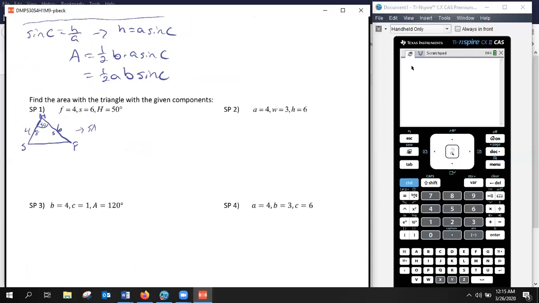So what does that tell me? This is our side angle side triangle. So our area formula is going to be 1/2 two sides that we know multiplied, and then times the sine of that 50 degrees. Let's go ahead and throw that into the calculator. We have 1/2 times 4 times 6. Probably could have done this one in my head, but that's okay. Times the sine, go to our trig, sine of 50 degrees.